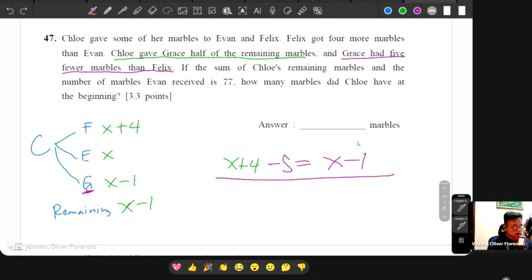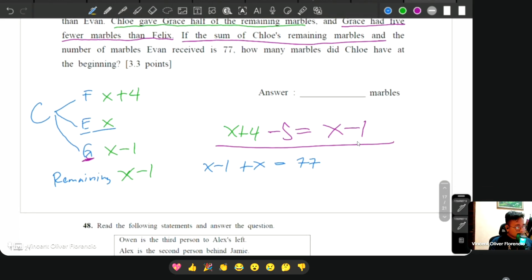Now, what's the question here? If the sum of Chloe's remaining marbles, what's the remaining? The remaining is X minus 1. And Evan, where's Evan? Evan is X, so plus X is equal to 77. How many marbles did Chloe have at the beginning? Let's solve first for X. X plus X is going to be 2X. We have minus 1, 77. What do you do? Transpose.